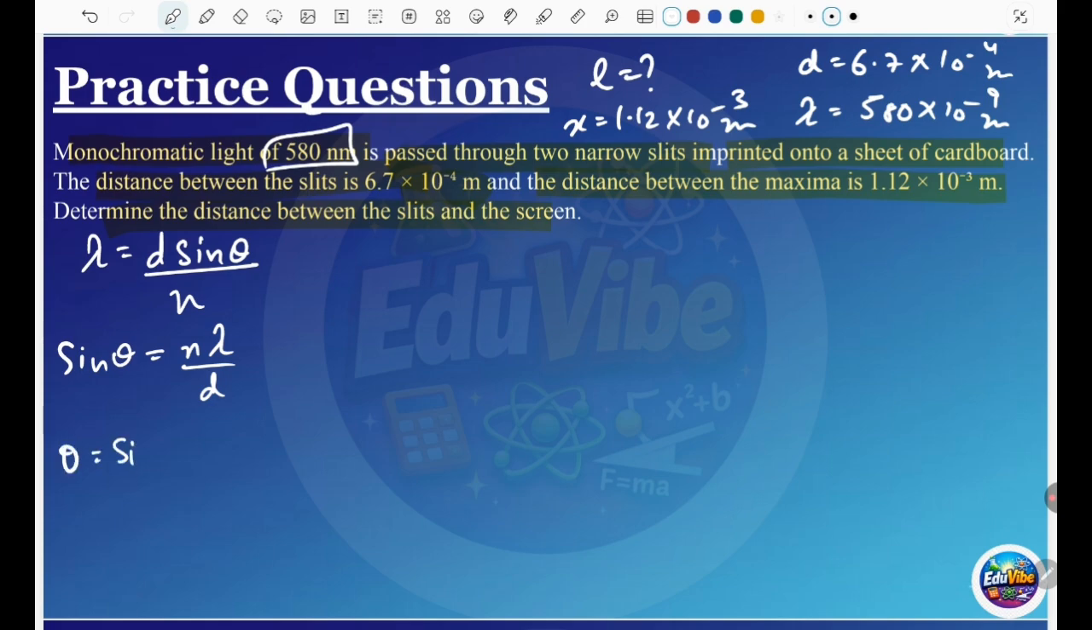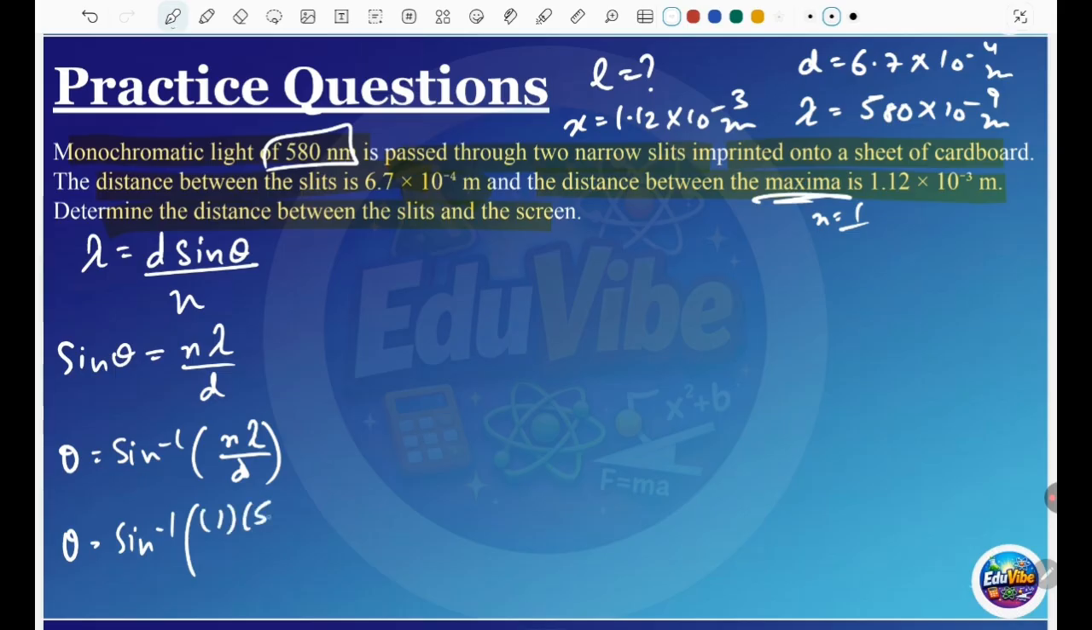So theta is equal to sine inverse of n times wavelength upon d. What is n? They did not mention n, they just mention the maxima. So it means there is a fringe of order 1, so you can take n equal to 1 directly. I take n equal to 1 in this, and 580 times 10 raised to power minus 9 meters, divided by 6.7 times 10 raised to minus 4 meters, which is your d.